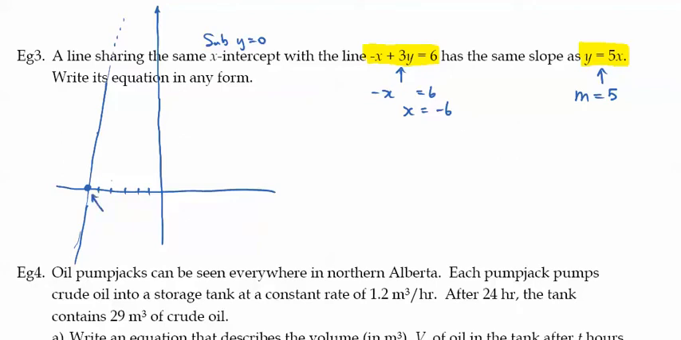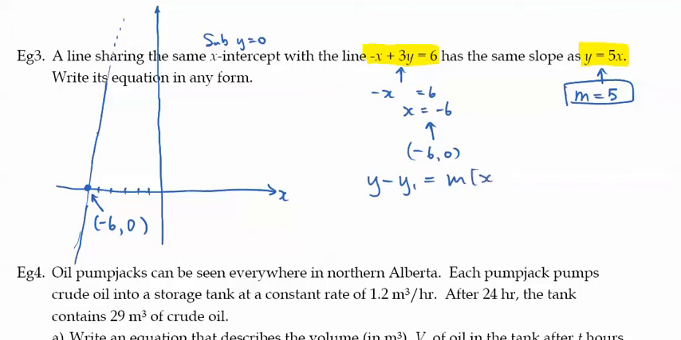But I know this point. Not only is this the x-intercept, but I can consider this as a point on the x-axis. So when we have the slope and the point given to us, -6 and 0, I can now create the equation of a line using the slope point form.